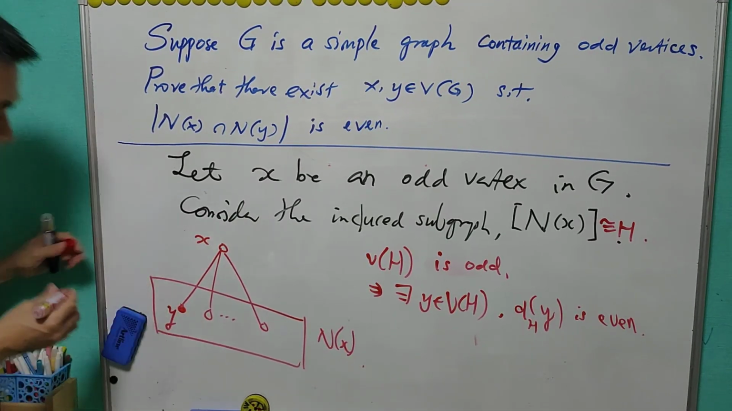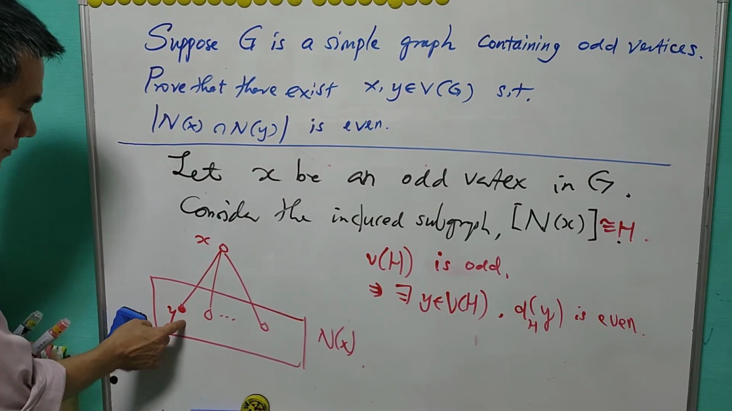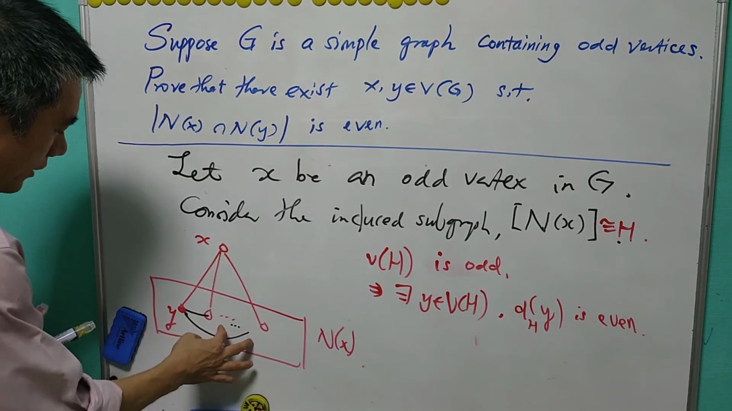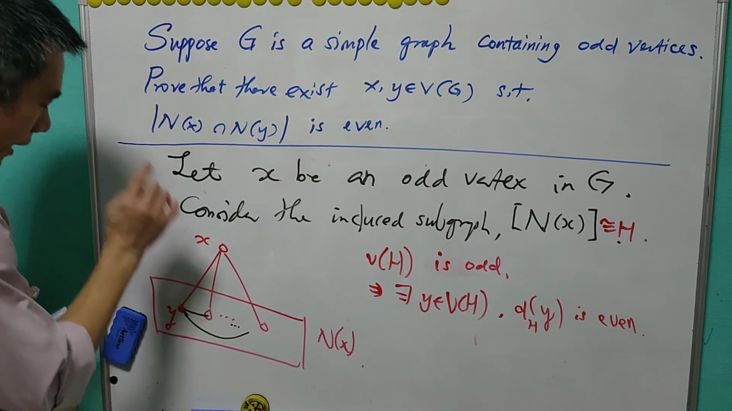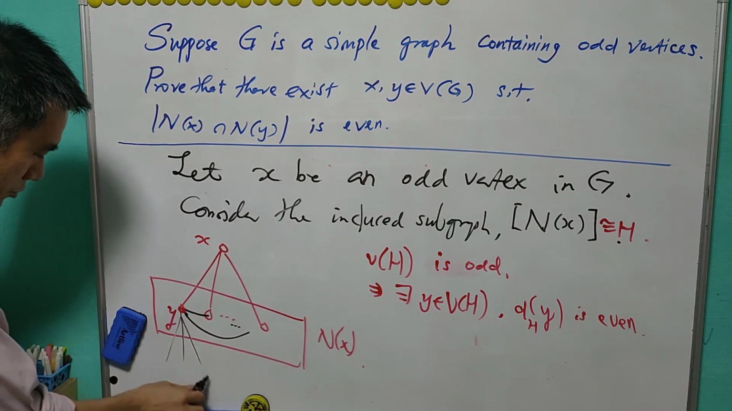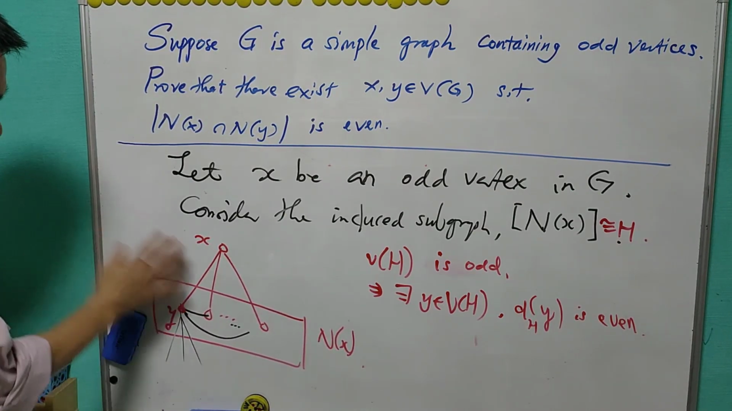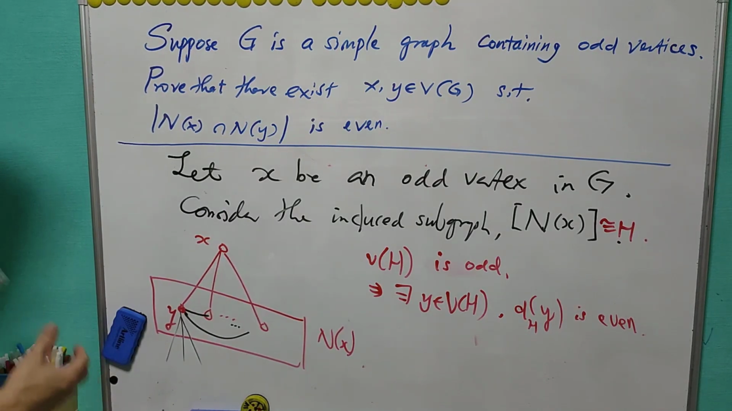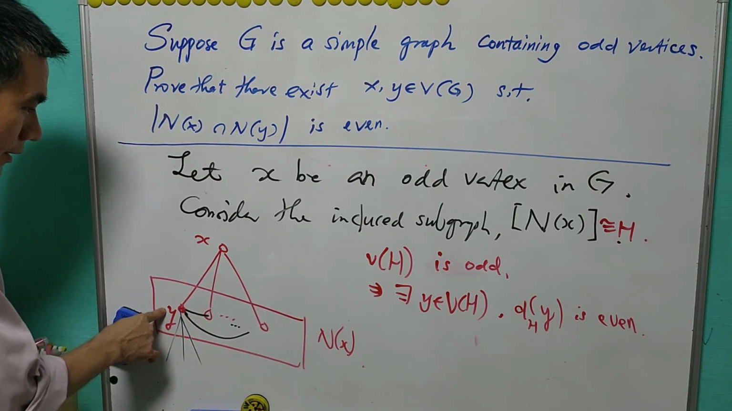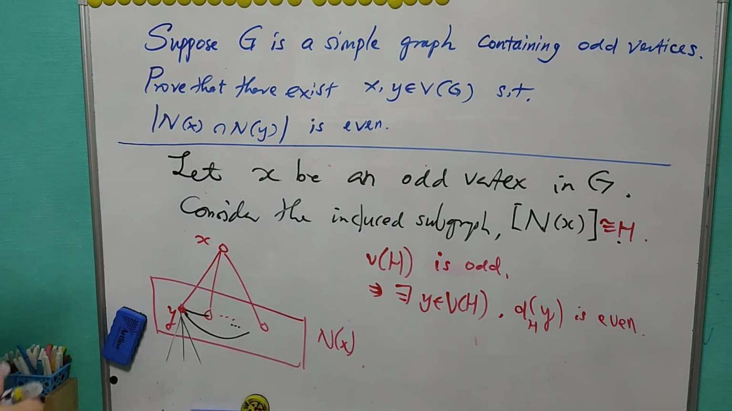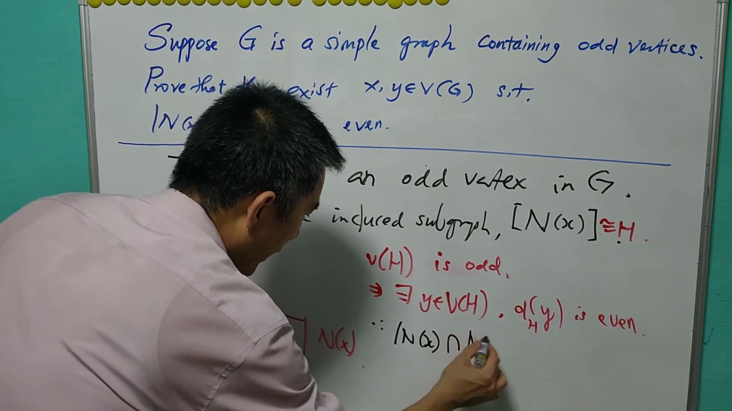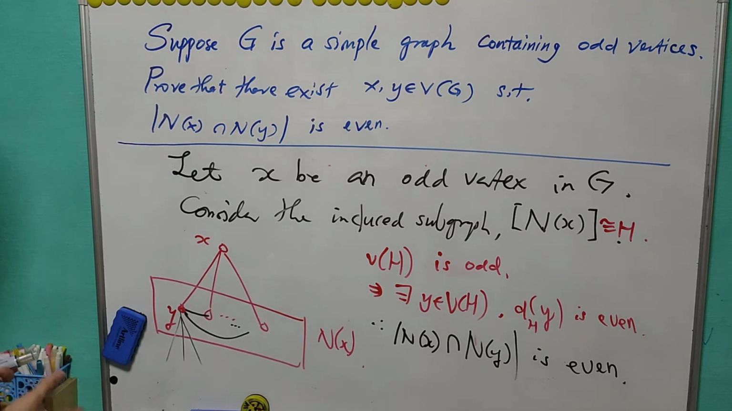Let's say this is y, and this y is of even degree in the subgraph N(x). So it means that it will have an even number of common neighbors with x. Now note that it is possible that y also joins other vertices in G but not in H. But that's fine, because what we want to consider is only the neighbors that we find in H. And therefore, now we know that the common neighbors of x and y are even in number. And this proves the statement here.